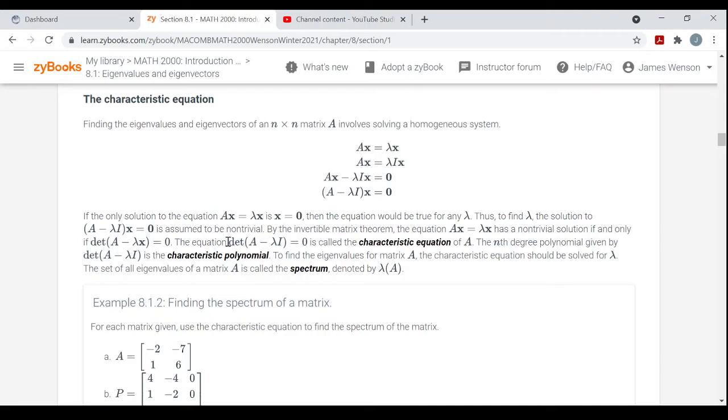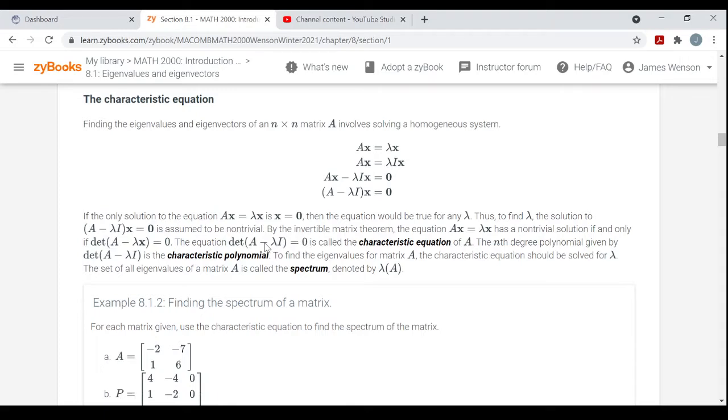So this equation here, the determinant of A minus lambda I equals 0, we're going to be finding values of lambda that make that true. And this is called the characteristic equation of A. All right, the determinant of A minus lambda I equals 0.